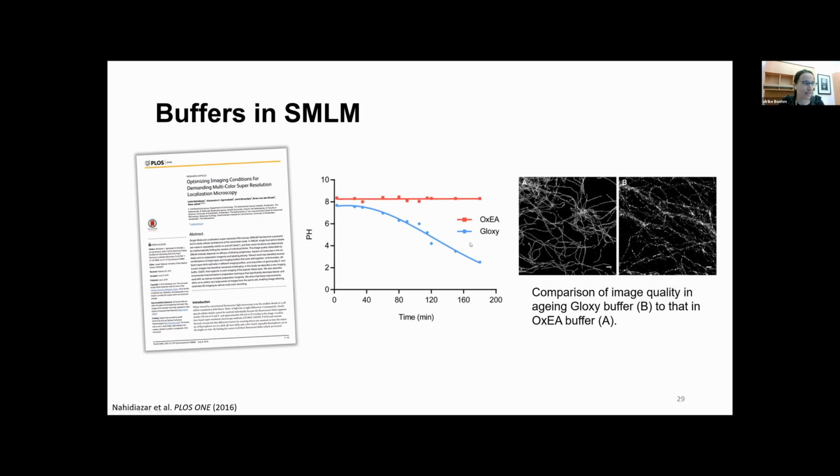This is shown here, again a figure from that paper. Here, twice, we have images of similar structures taken in different buffers, about 2 hours after the buffer was created. And what you can see is that buffer A, which is the GLEX, is much better able to reconstruct the structure than the aged Glyox buffer. And that's really quite important.